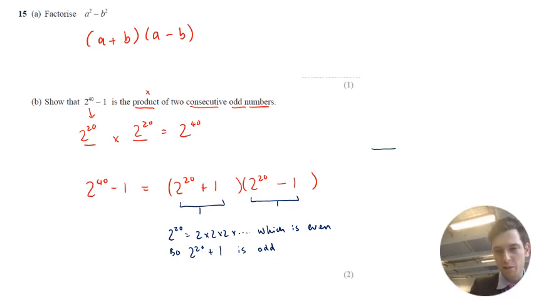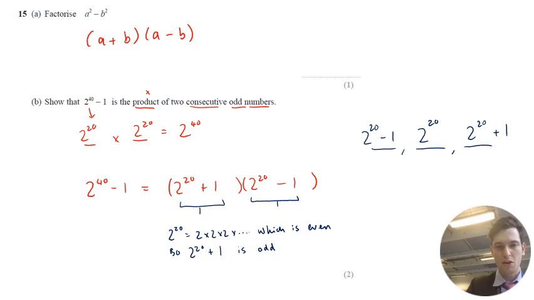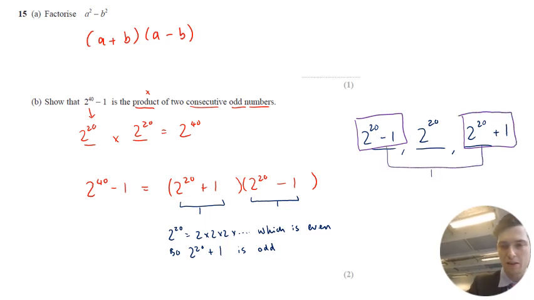And if we think about three consecutive numbers, where I've got 2 to the power of 20, 2 to the power of 20 minus 1, and 2 to the power of 20 plus 1, you should be able to see that the two that I've got here, I can say that these are two consecutive odd numbers.